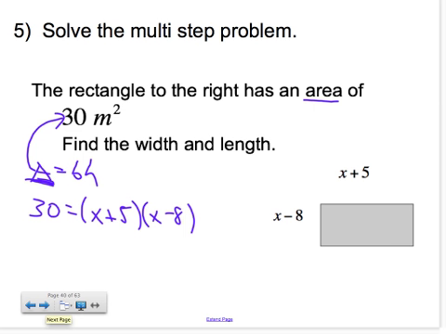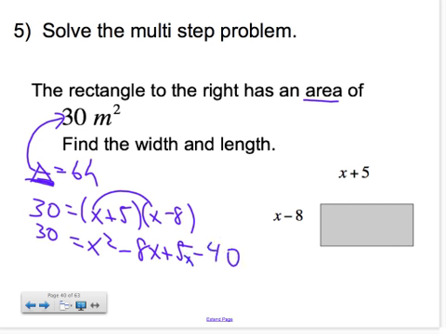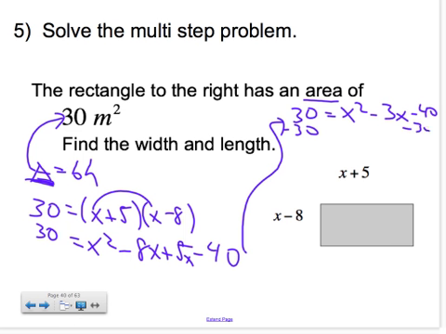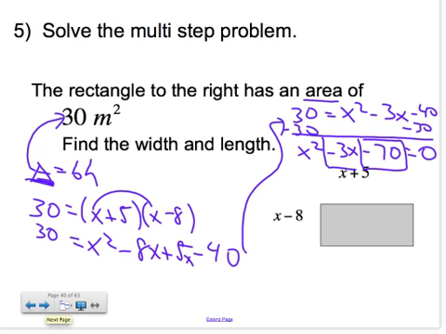Okay, so this one you're going to have to work backwards a little bit because you're going to have to actually FOIL this out. So in other words, you're going to end up with 30 equals x squared minus 8x plus 5x minus 40. Okay, I'm going to bring this up here, and so what you end up with is 30 equals x squared minus 3x minus 40. You're going to subtract your 30 from both sides, and what you end up with is x squared minus 3x minus 70 equals 0, and then you ask yourself, I need two numbers that multiply to get negative 70 and add to get negative 3.